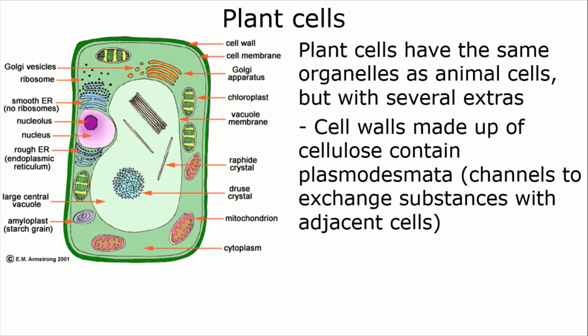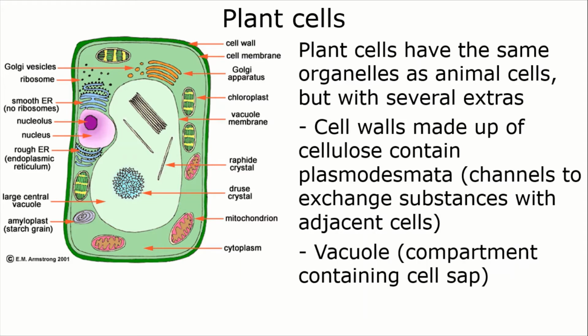This includes the cell wall, which is made up of cellulose, which is a type of sugar, and these contain something called plasmodesmata, and these are channels that allow substances to be exchanged with adjacent cells. So essentially these plasmodesmata are almost like little doorways, so that substances from one plant cell can travel through into another plant cell.